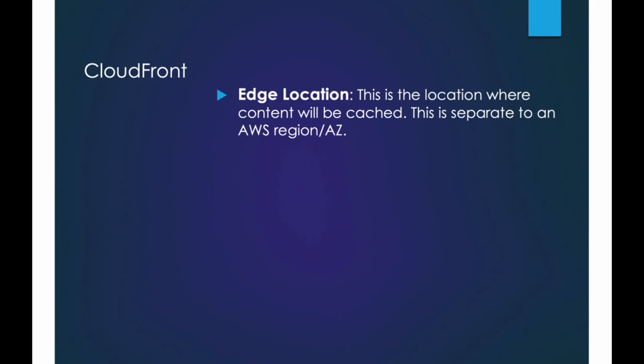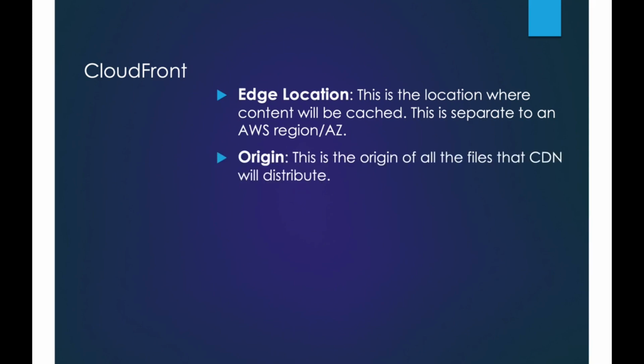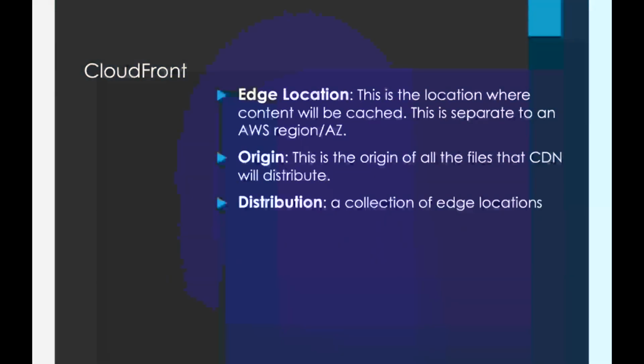What is an edge location? This is the location where content will be cached. And this is separate from an AWS region or availability zone. And currently there are, I believe, over 50 edge locations across the globe. Origin can be either an S3 bucket, an EC2 instance, an elastic load balancer, or maybe Route 53. And what is a distribution? It is a collection of edge locations.